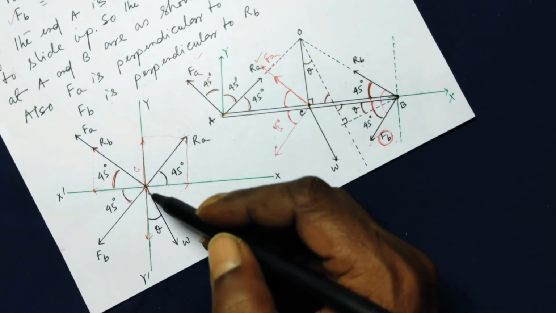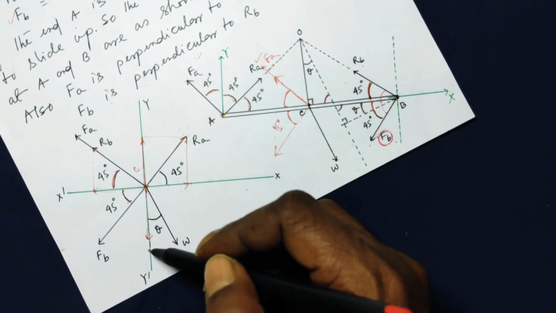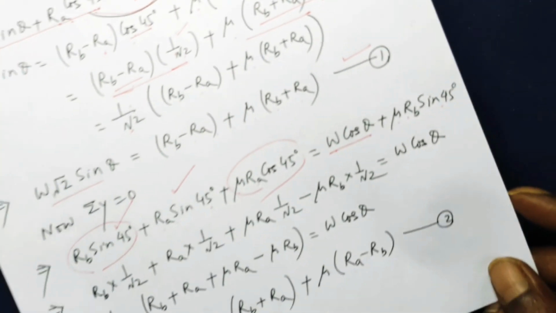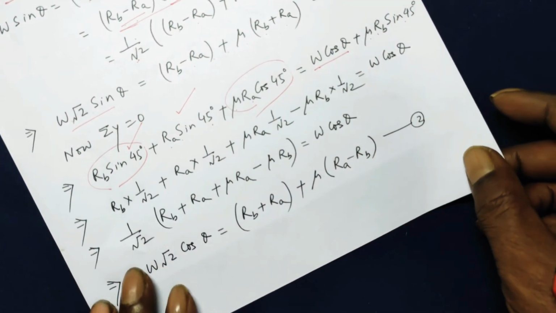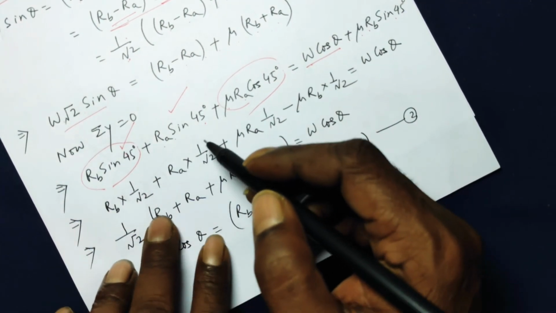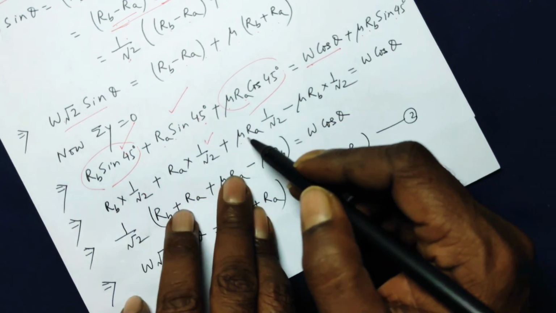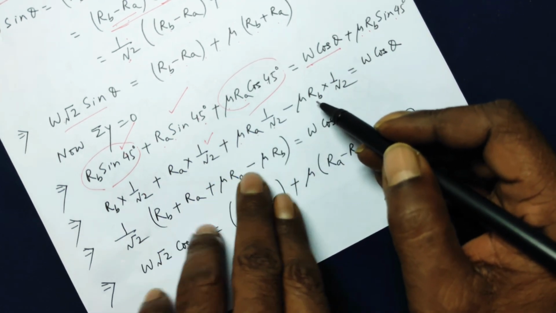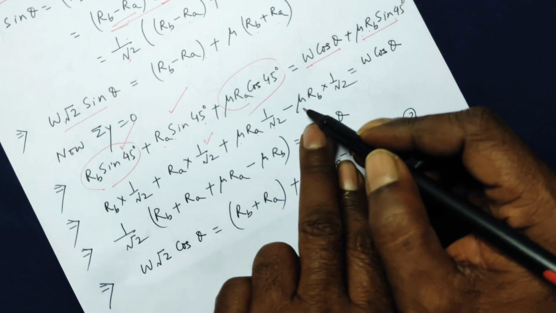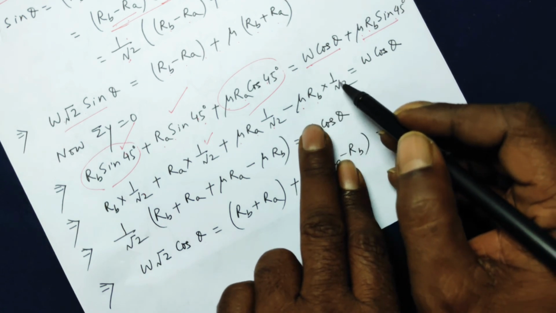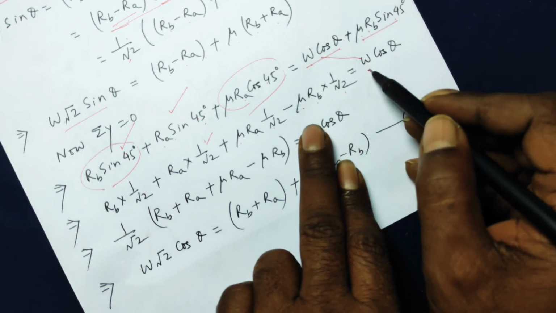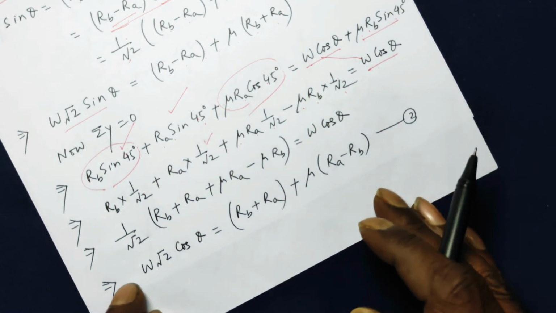Mu times RB sine 45 is along a negative y-axis. So now let us put the values. Sine 45, cos 45, mu RA cos 45. Now bring this term to the left hand side. Mu RB sine 45, W cos theta remains as such.